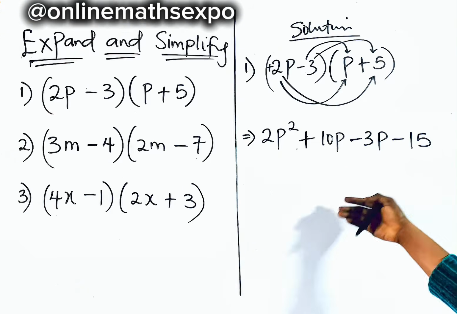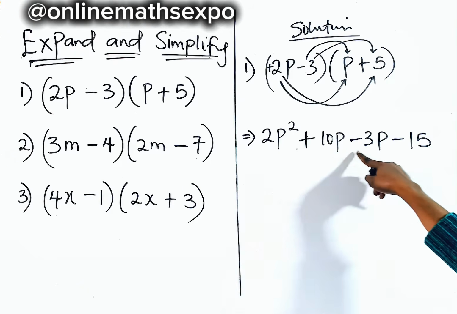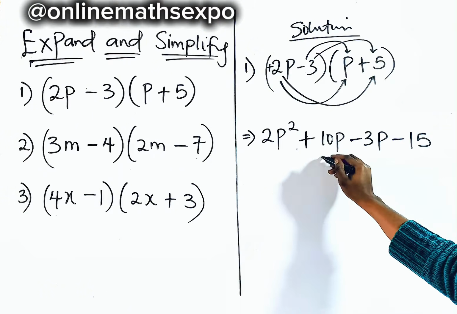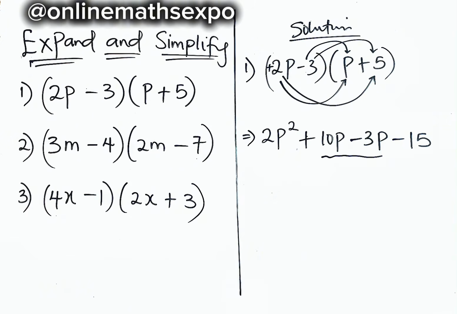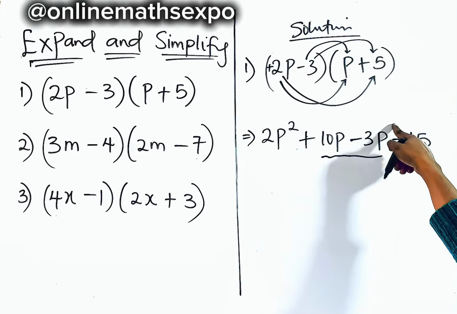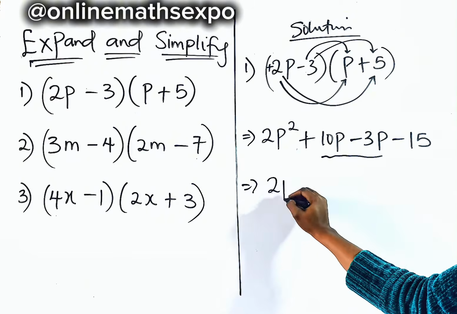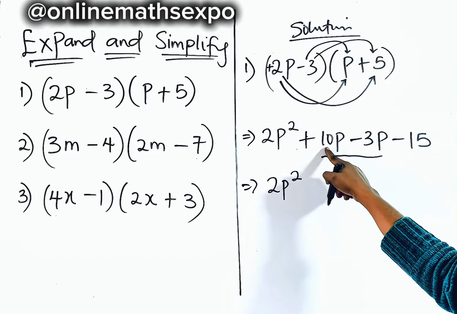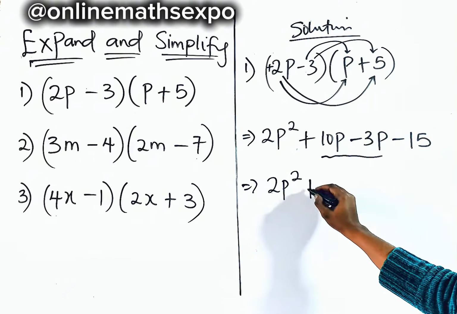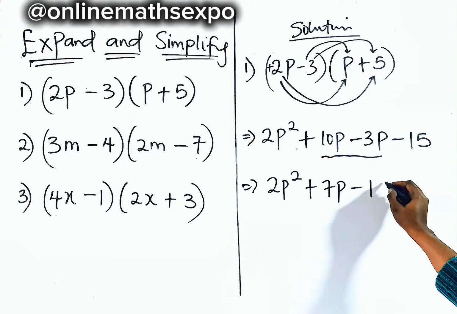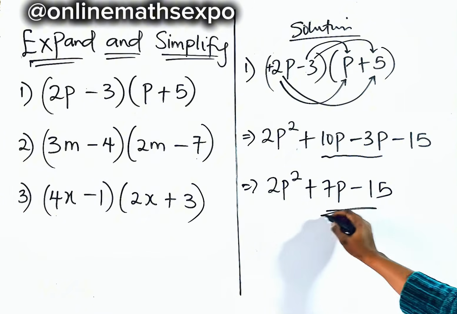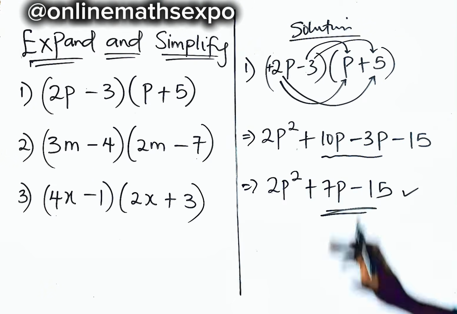Now simplify. Remember we said this and this are not the same. Only these two are the same because they have the same variable p and with the same power 1. So just simplify. We have 2p squared. 10 take away 3 gives you 7. So we have 7p minus 15. So this gives us the answer to the first one.